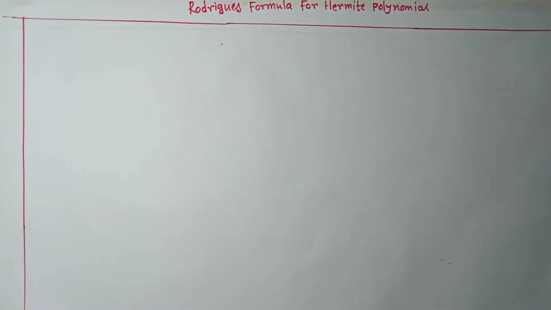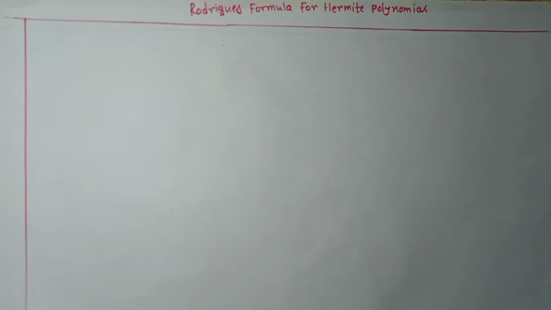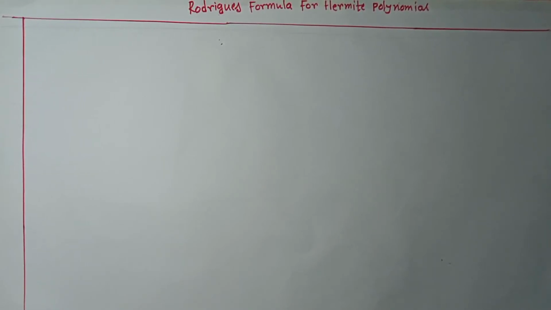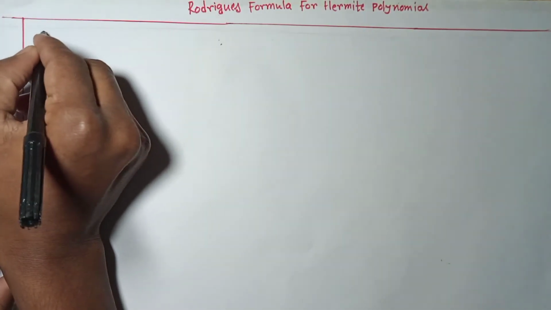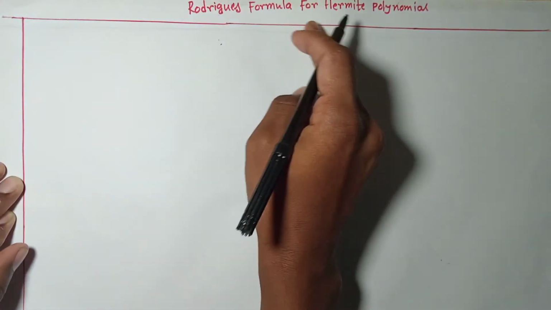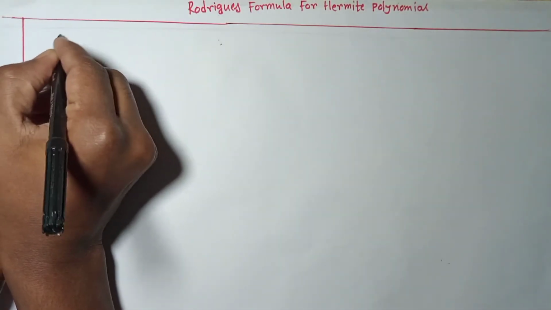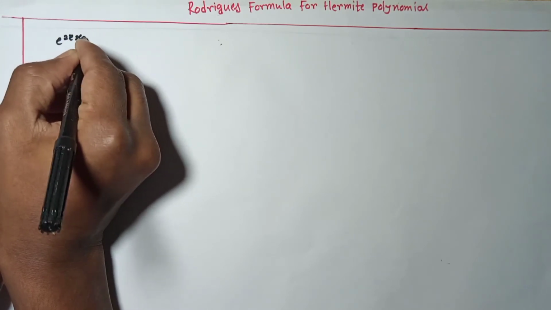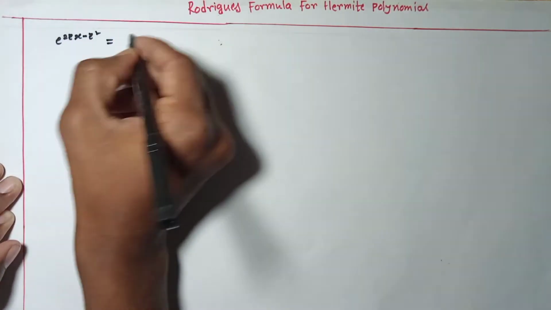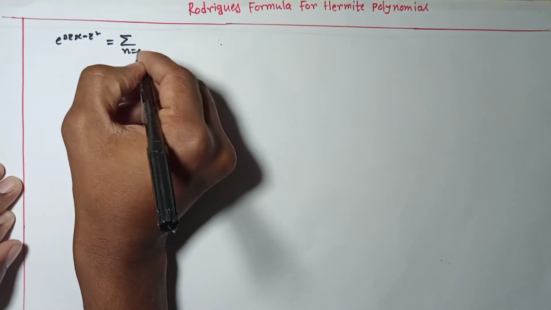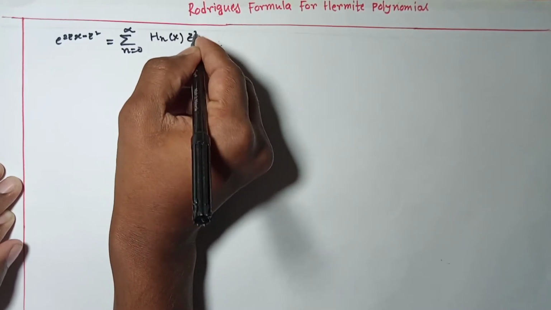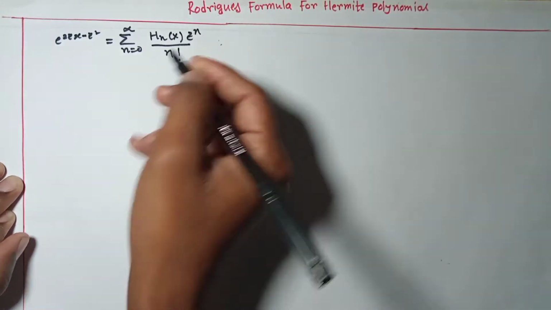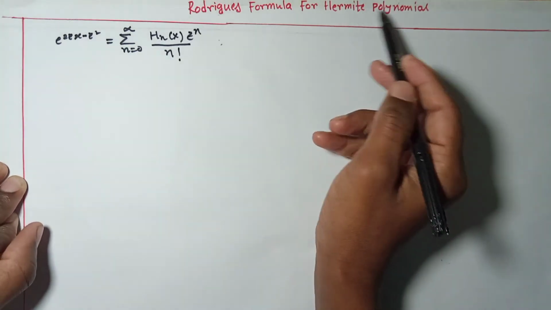Rodrigues formula for Hermite polynomial. Today we discuss the Rodrigues formula for Hermite polynomial. We discussed that the generating function of Hermite polynomial, e to the power 2zx minus z squared, is equal to the summation n equals 0 to infinity H_n(x) z to the power n divided by factorial n. This is the generating function of Hermite polynomial.